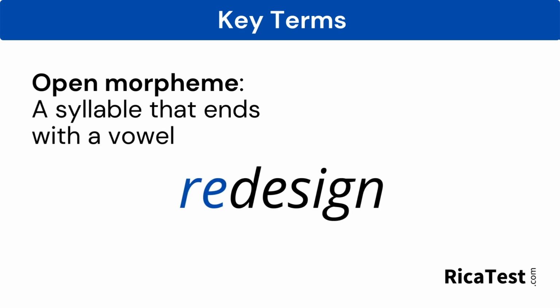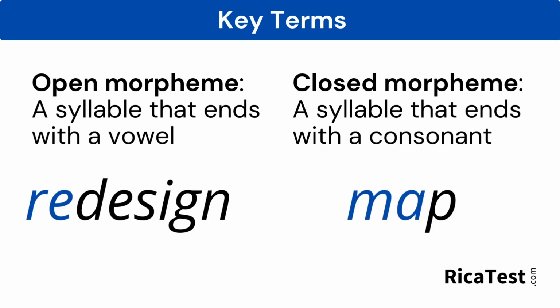An open syllable is a syllable, not just a word, that ends with a vowel. For example, re in redesign. Re is the open syllable. Next, we have closed syllable. And this is a syllable that ends in a consonant, such as the word map. Here, the p is the closed syllable.